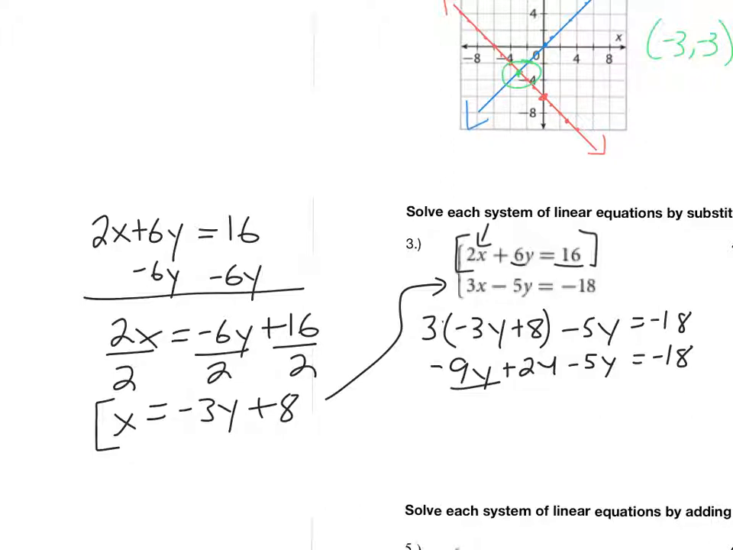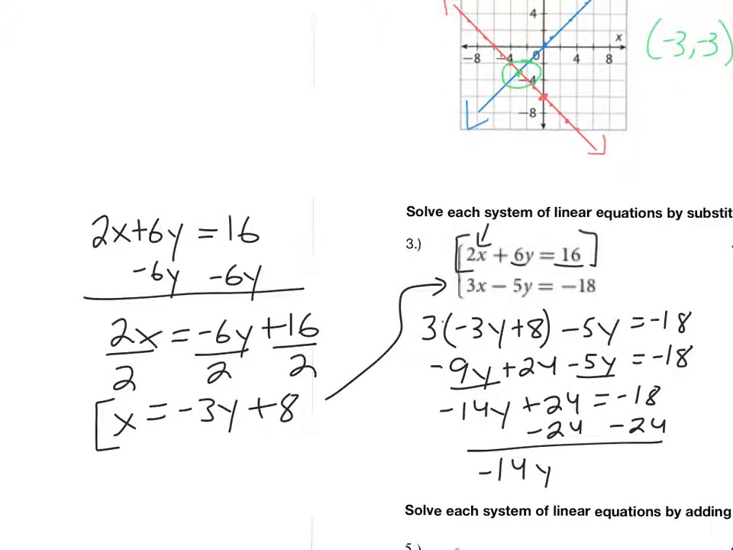You combine like terms, and it would be -14y plus 24 equals -18. You subtract 24 on both sides, and you would get -14y is equal to -42. And you divide both sides by negative 14, and you get your y, which would mean y would equal positive 3.